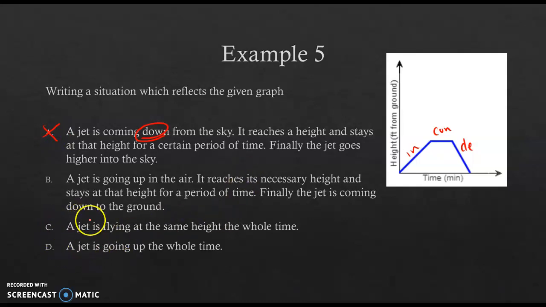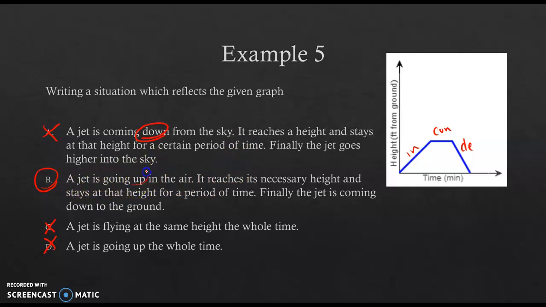I also like these one sentence ones are easy to read. A jet is going up the whole time. If it was going up the whole time, we'd be increasing the whole time. So it's not D. A jet is flying at the same height the whole time. Well, that would be a constant horizontal line. So it's not C, which means it should be B by process of elimination.